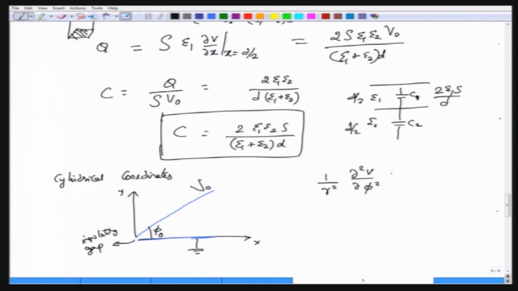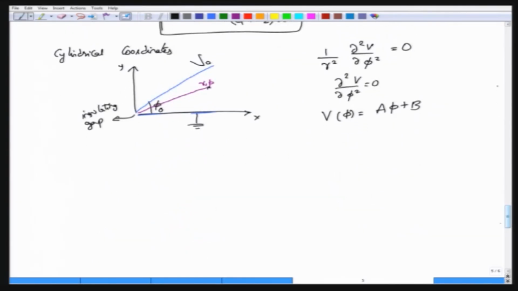This must be equal to 0, and for a finite value of r that we are considering, 1 by r square cannot be 0. Therefore, I have del square V by del phi square equal to 0, leading me to V as a function of the angle phi. If I am considering this particular point, given by radius r and angle phi, the potential will be equal to A phi plus B.